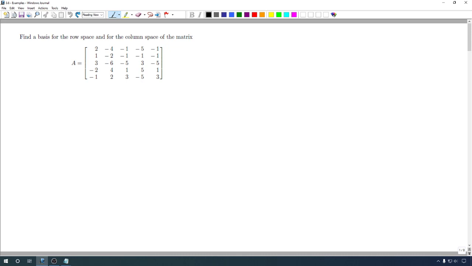So in order to talk about a basis for the row space, we would like to put this in a row echelon form, because as we saw in the first video, in the definitions video, doing Gaussian elimination does not change the row space. So let's just go ahead and do that.